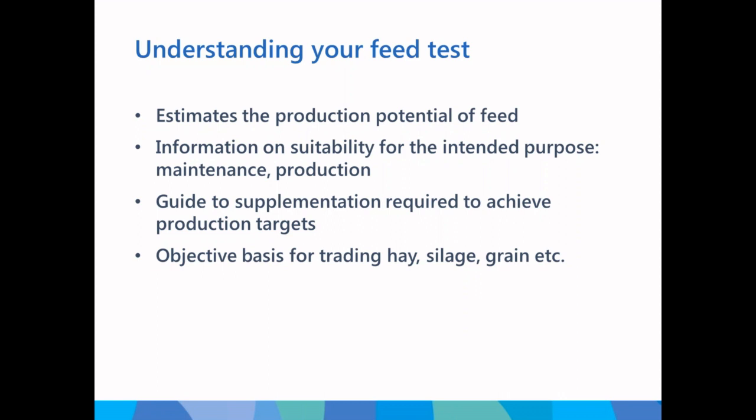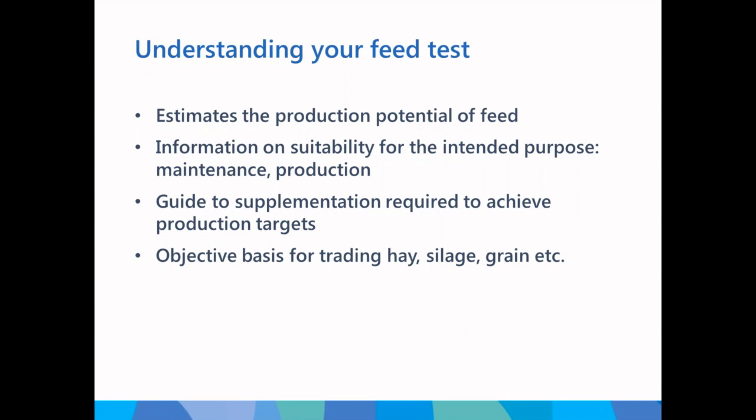But there is another measure called DOMD, which not only accounts for the amount of dry matter they consume, but it accounts for how much of the organic matter they consume is actually digested. And ME is predicted from DOMD more accurately than from DMD. So labs in Australia will use DOMD.